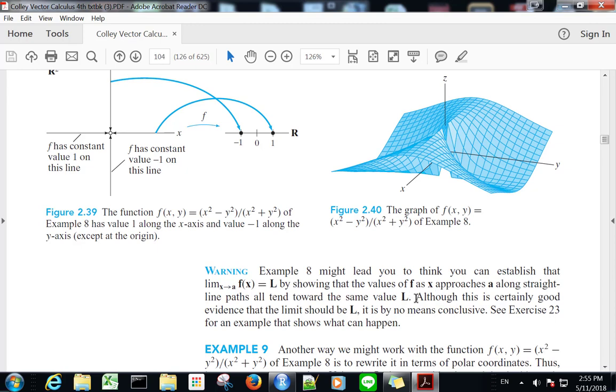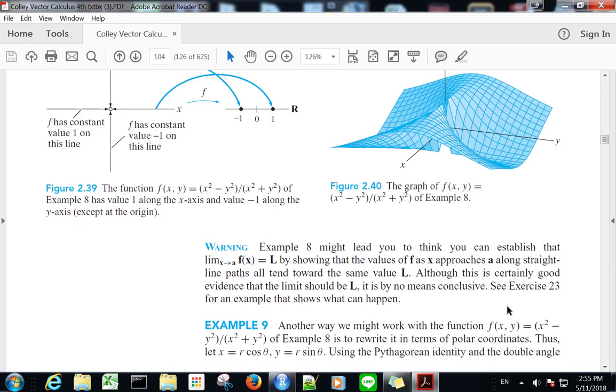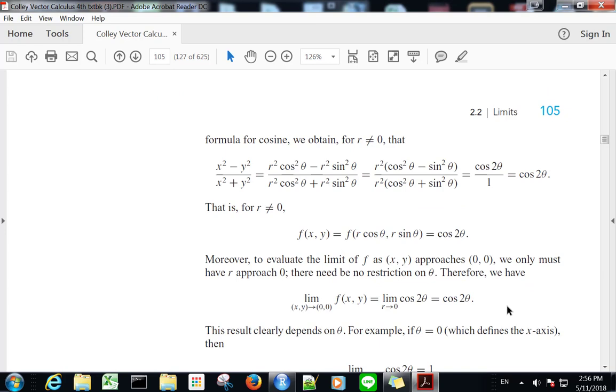So even though you can show that along any straight line path to a you get the same L, that still doesn't mean that along every path you do, because not every path has to be a straight line path. You could define a path in a different way. They say, although this is certainly good evidence that the limit should be L, it's not conclusive, and they say you can check exercise 3 to find out what can happen.